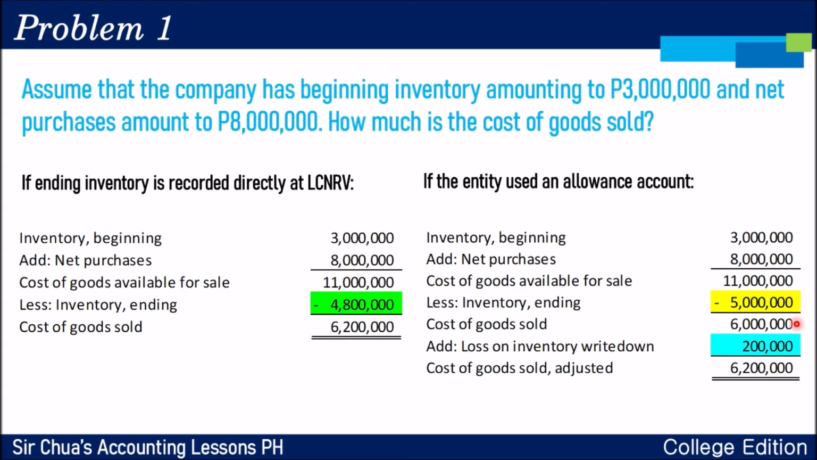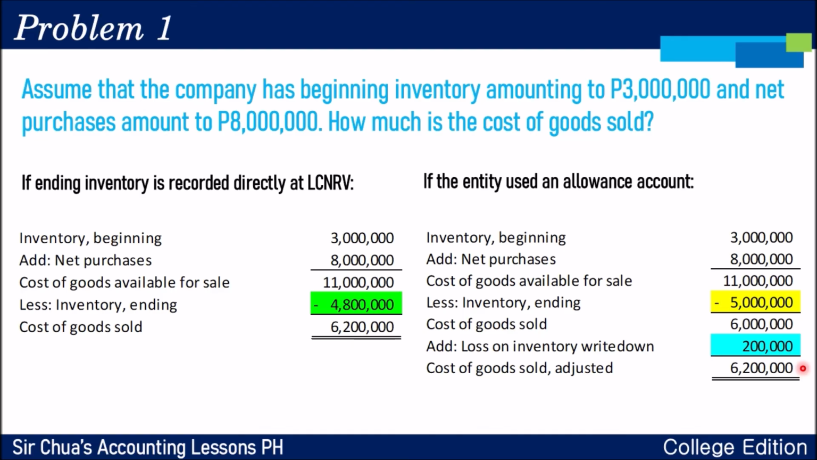However, you need to manually add yung atin pong loss on inventory write-down na 200,000. Actually, it's not re-add. You need to add pala. Sorry. Okay? So, you need to add your loss on inventory write-down of 200,000 because it's being added as an adjustment to your cost of goods sold. Okay? So, your adjusted cost of goods sold that should really be reported in your financial statements is 6,200,000.